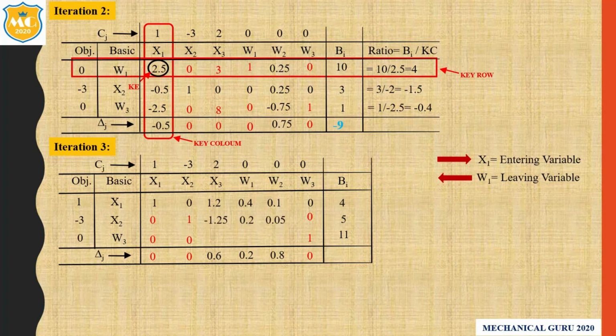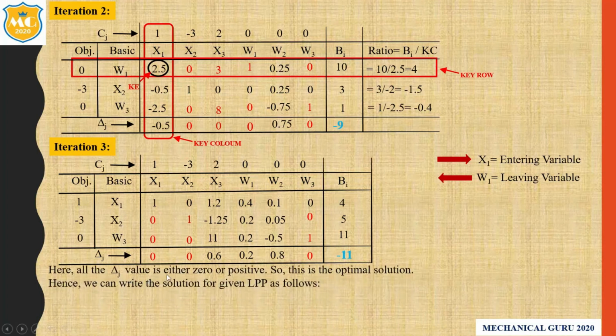Okay, the remaining value we will find out directly. Now here, 1 into 4 plus minus 3 into 5 plus 0 into 11. So here we get the minus 11. Okay, so this is the first method to find out the optimal solution. This is the first method. Okay, minimize Z is equal to minus 11. Now I will show you the second method.